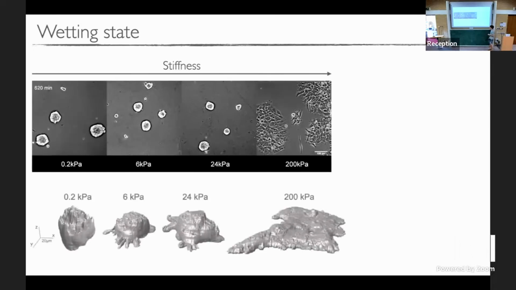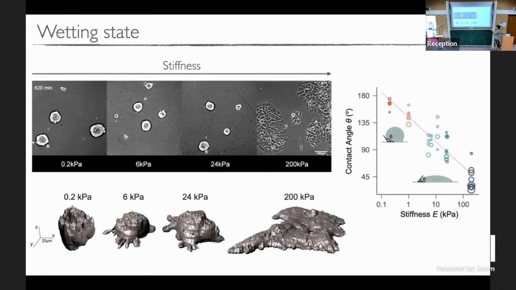And so you can take still images of actin, and you can see again that these are rather non-wetting, and these are very strongly wetting at higher stiffnesses. And so if you then measure contact angles, you can also see that the contact angle decreases with stiffness, again showing this increased tendency of wetting at higher stiffness. Okay.